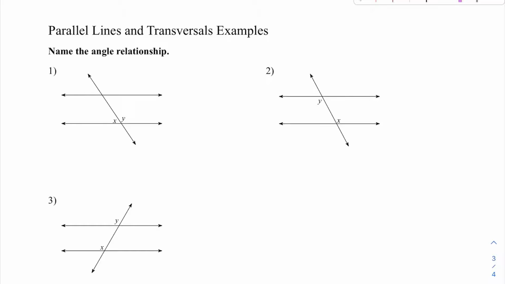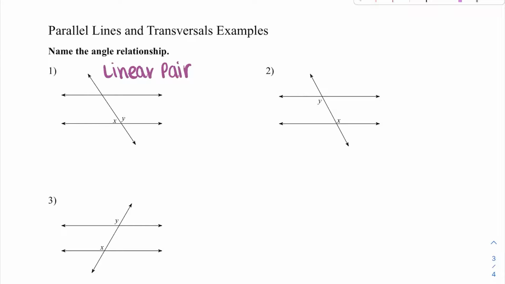So on number 1, I noticed that angles x and y are next to each other. When angles are next to each other, they are called adjacent. When the adjacent angles form a straight line, they are what are called linear pair angles. So for number 1, these are linear pair angles.